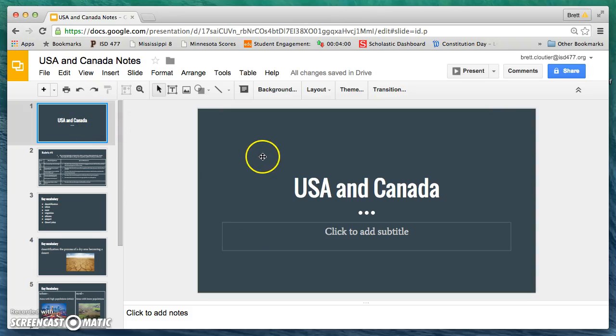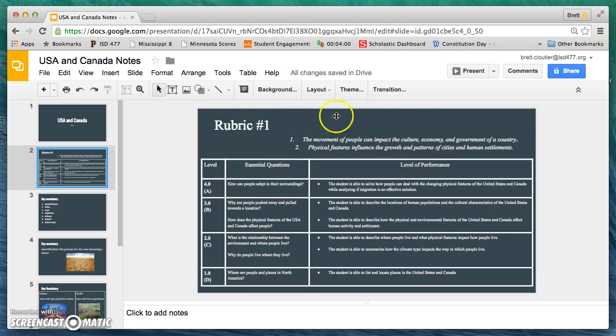All right, let's talk about the United States and Canada. Here we have the rubric. You all should have this. This should be in your binder. This explains to you what you'll need to do and what essential questions you'll need to answer to get a 1, 2, 3, or 4.